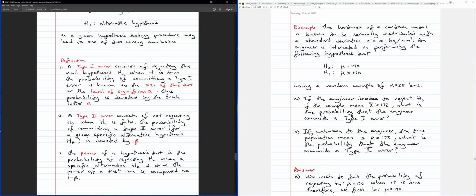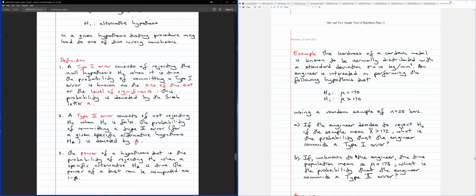Okay, so for part A, they give you a rejection region: the big X bar is bigger than 172. Given your null hypothesis and given your rejection region, the question asks you to figure out the probability of committing a type 1 error.